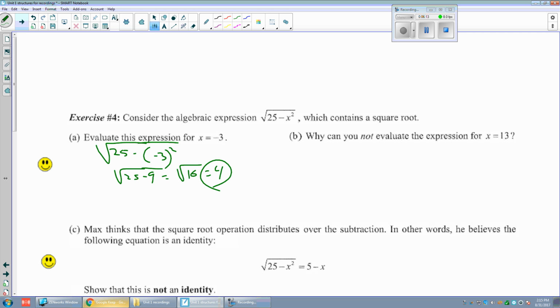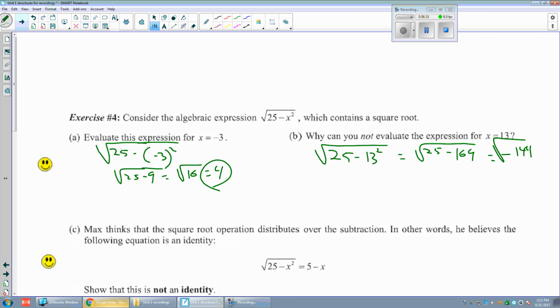Why can you not evaluate the expression for positive 13? Well, I don't know. Let's find out. Square root of 25 minus 13 squared is the square root of 25 minus 169. Now it looks like the square root of -144.